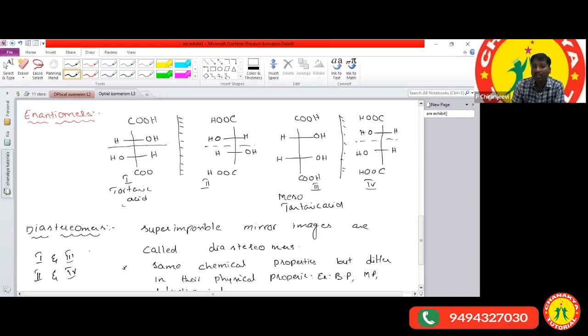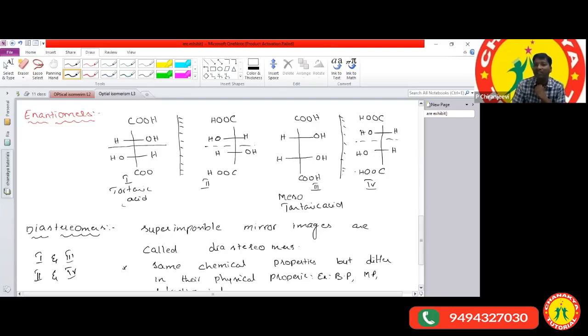So the examples of diastereomeric pairs are 1 and 3, and 2 and 4 also we can call diastereomeric pairs. Okay, so now you got the clarity. And are there any other structures? 1 and 3 is not. 1 and 4, is 1 and 4 also an example of diastereomers only, na?